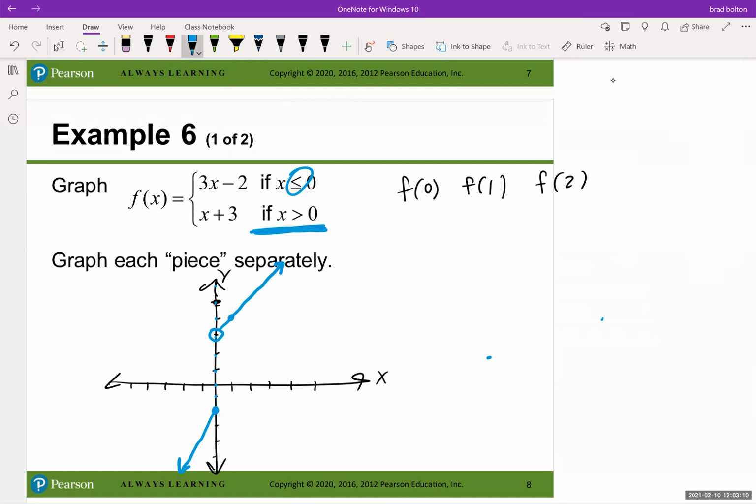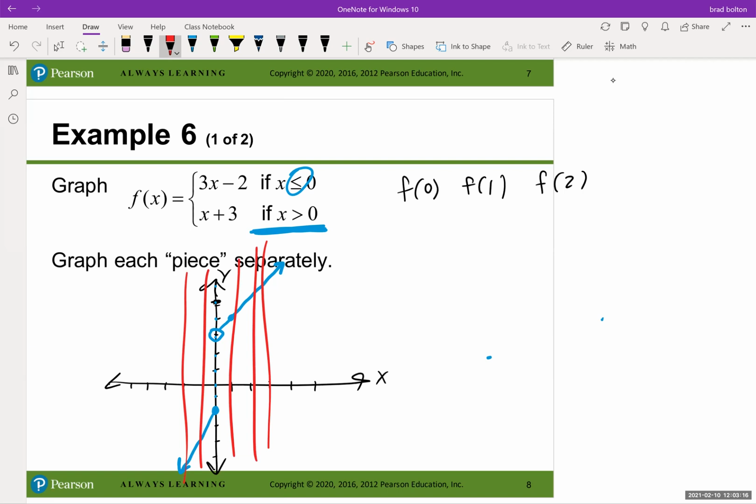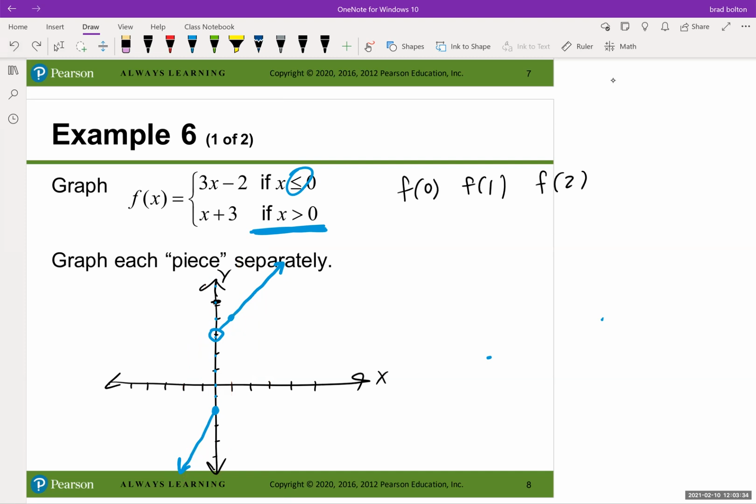Now, the other thing is some people say, well, that's not a function. Well, let's look. If I draw my vertical lines, do I only touch the graph once? The only place I could potentially touch the graph twice is right here. But notice there's an open circle at 0. That way it still passes the vertical line test. So yes, this is in fact a function. Okay, so that would be what our graph looks like.